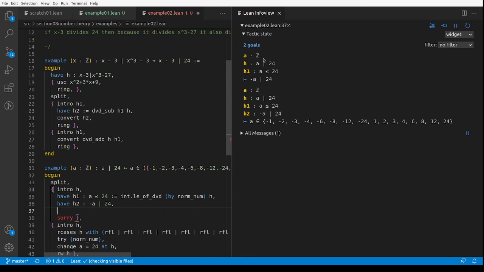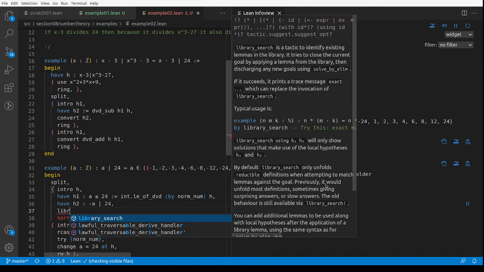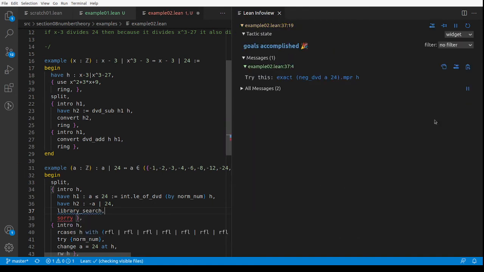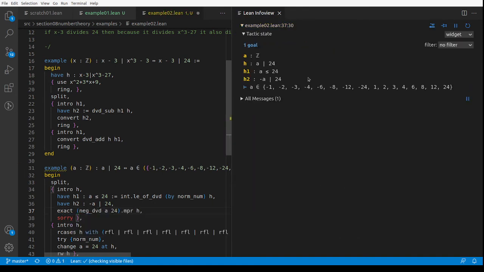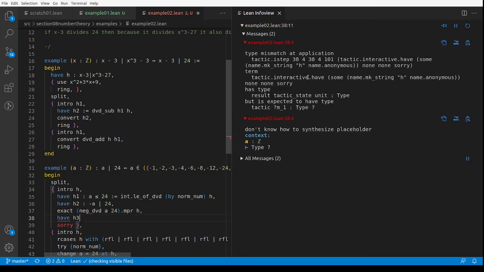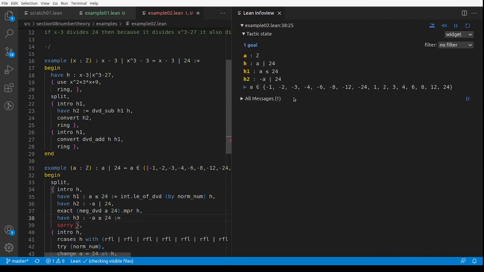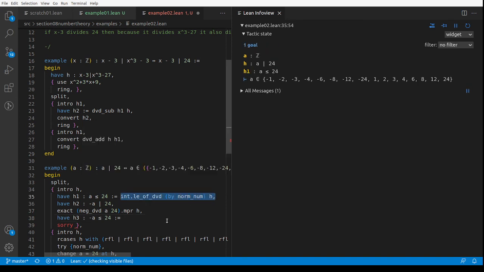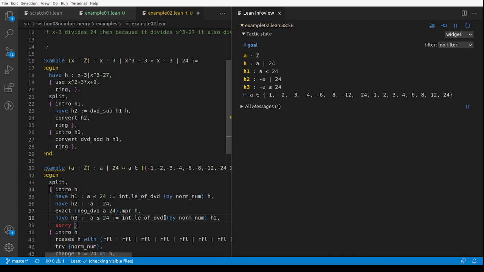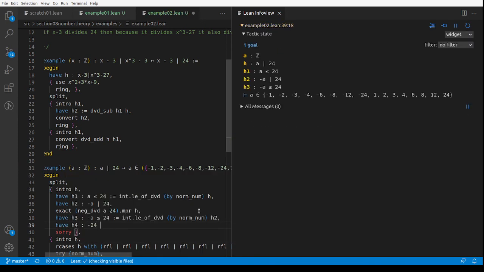So I claim that if a divides 24, then negative a divides 24. That's going to be called something like neg_dvd or dvd_neg. library_search, let's find out which one it is. It's called neg_dvd. There we go. And so now, of course, we can get to have h3. I claim that negative a is less than or equal to 24. And that's going to be the same proof, but this time, instead of feeding it h, we'll feed it h2. And so now have h4. I claim that negative 24 is less than or equal to a by linarith.